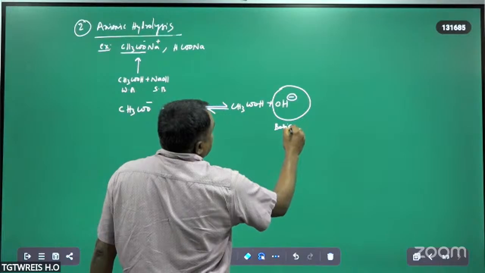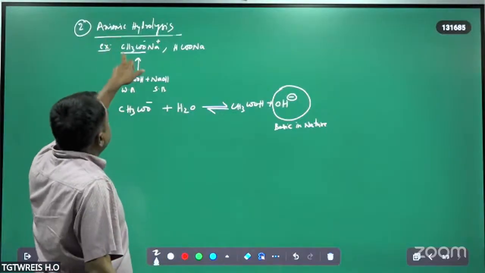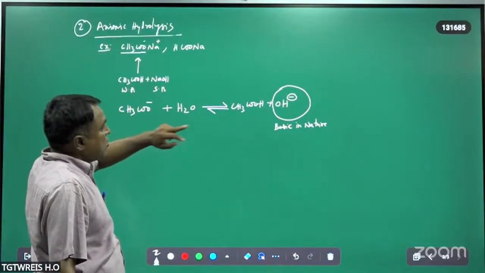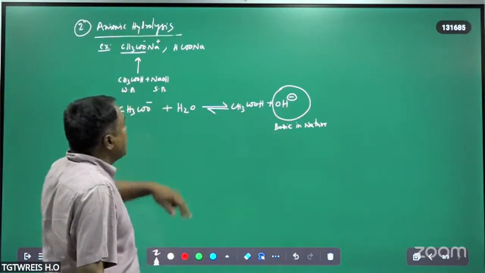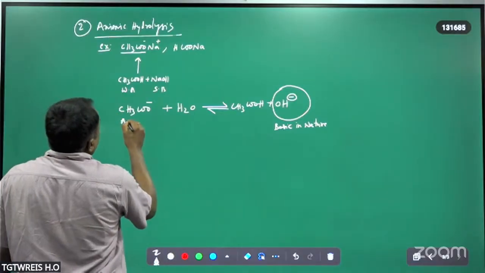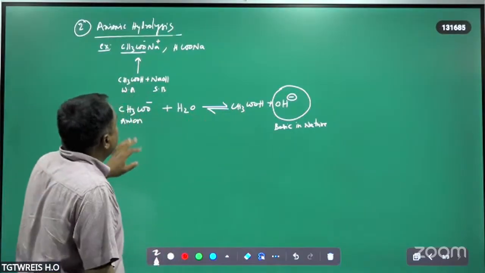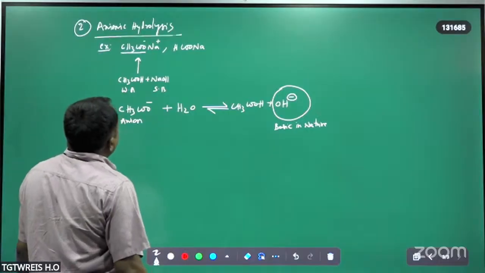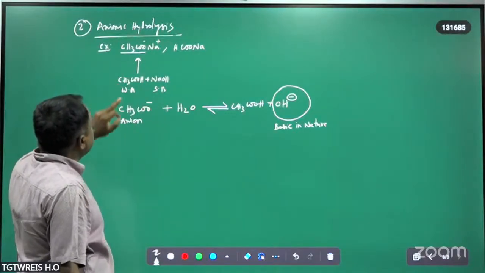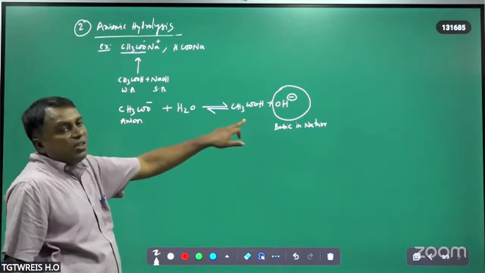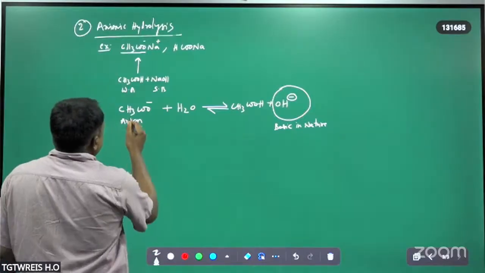So aqueous solutions of these salts of weak acid and strong base are basic in nature because they are producing OH- in the solution. So this is the anionic part. The anionic part of the salt is undergoing hydrolysis. So CH3COONa, HCOONa, these are the salts of weak acid and strong base. In these salts, only the anionic part of the salt is undergoing hydrolysis because the anion is the conjugate of weak acid.